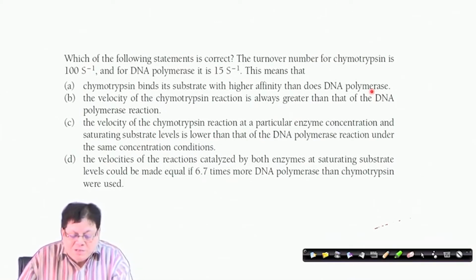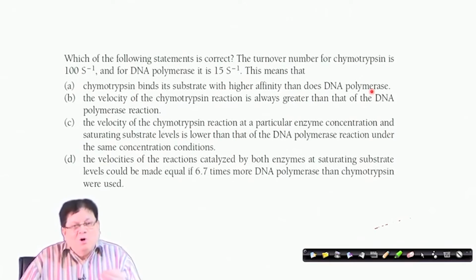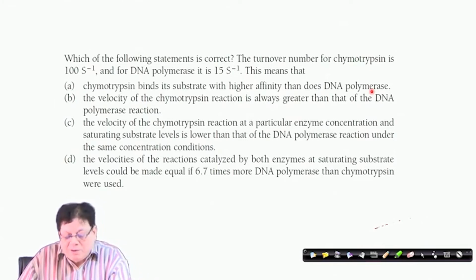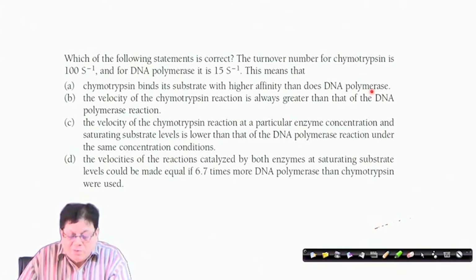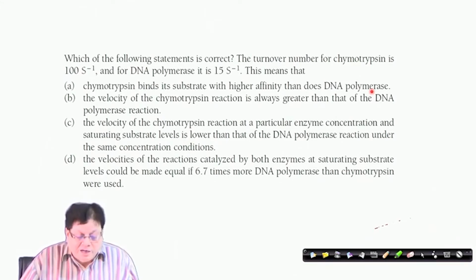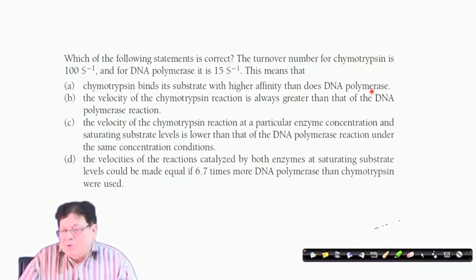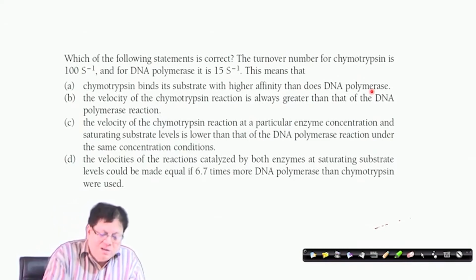The velocity of the chymotrypsin reaction at a particular enzyme concentration and saturating substrate levels. Saturation means that Vmax value. When you have a lot of substrate, that means all the active sites are blocked there. The velocity of chymotrypsin reaction at a particular enzyme concentration and saturating substrate levels is lower than that of DNA polymerase reaction under the same concentration conditions. No, it is not correct. Actually, you are now using the same enzyme concentration. So, obviously, chymotrypsin has a higher turnover number, so that cannot be lower than that of DNA polymerase. So, obviously, the fourth one has to be correct, because all these are incorrect.